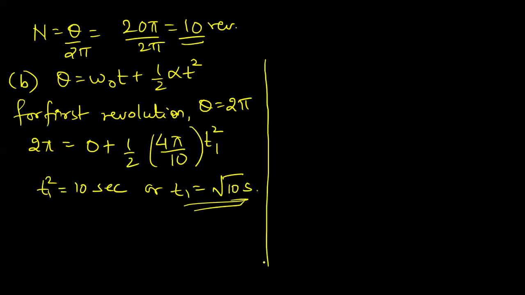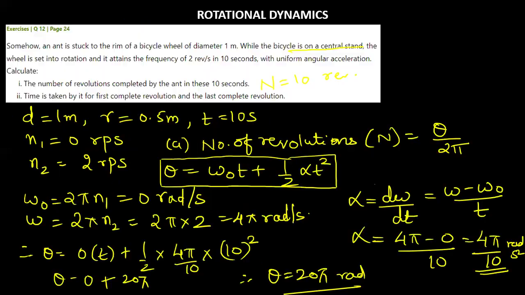Now we need to find the last revolution also. There are two things asked in the same question: time taken to complete the first complete revolution, and the last complete revolution. These are two different things. Time taken for the first complete revolution. How much time will it take for the first full circle, and how much time will it take for the last full circle to complete.